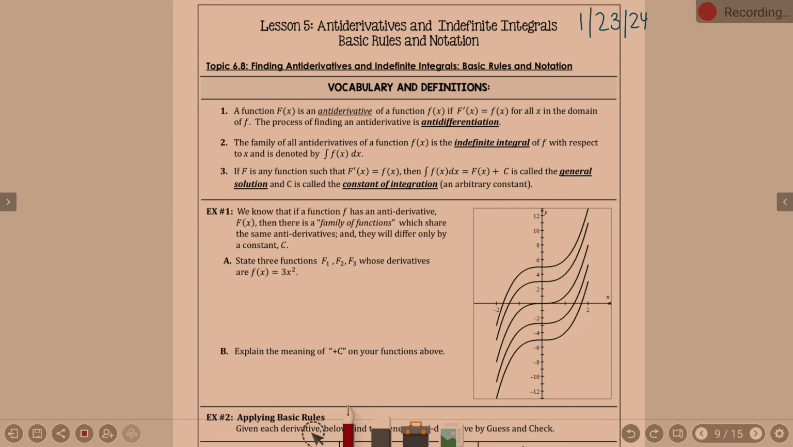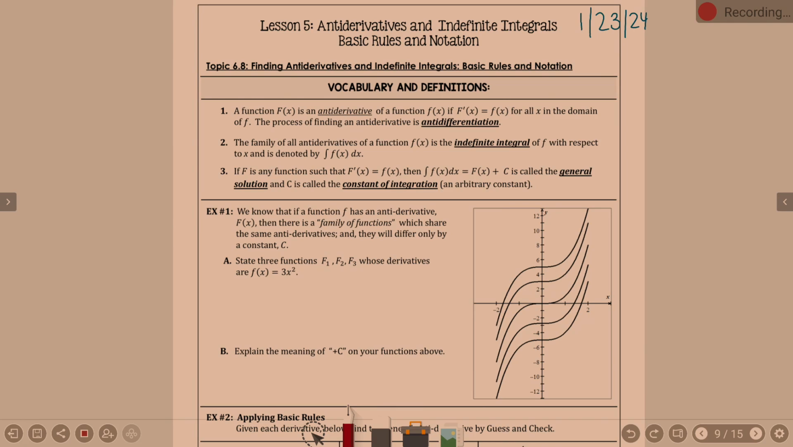Okay, so a little bit of vocabulary definitions. A function capital F of x is an antiderivative of a function little f of x if capital F prime of x equals little f of x for all x in the domain of f. The process of finding an antiderivative is antidifferentiation. So remember, taking derivatives is differentiation. Antidifferentiation is your antiderivatives.